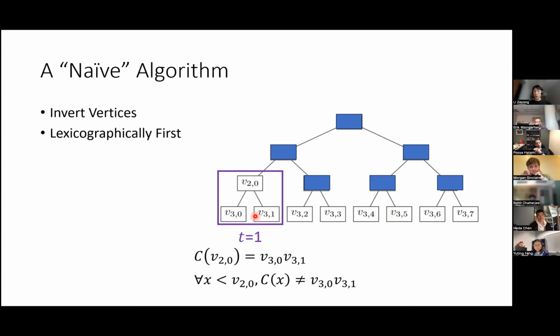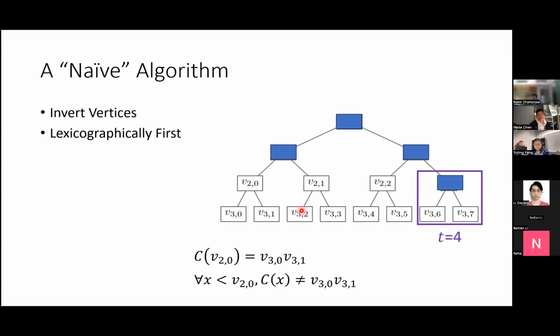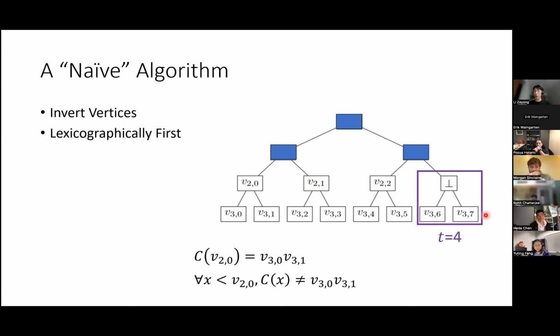And now let's just keep repeating this procedure from left to right and from bottom to top. So in the second time step, I'm trying to revert this vertex, find a preimage of these two vertices. And in time step 3, I'm going to invert this. And at some point, I'm going to hit something that I will fail to find a preimage.